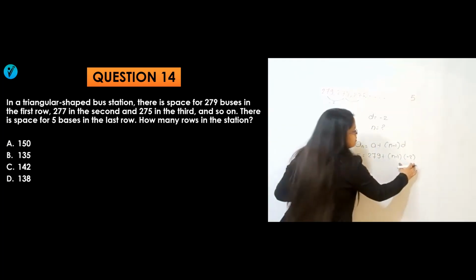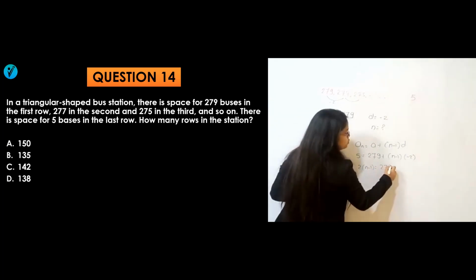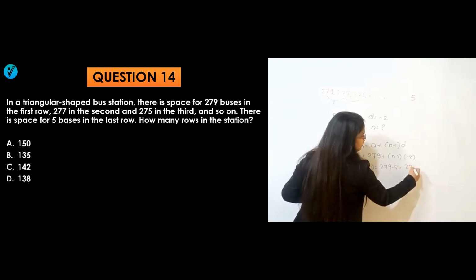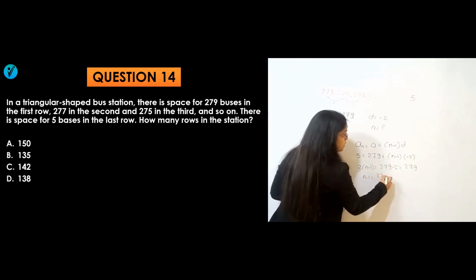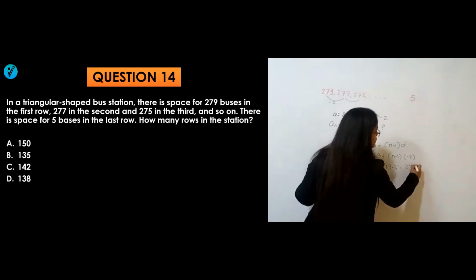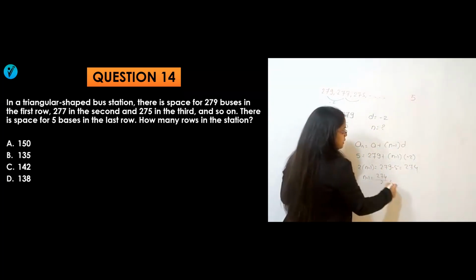So you can see here this minus 2, it will become twice of n minus 1, which is equal to 279 minus 5, which is 274. So n minus 1 will be equal to... sorry, this was a 274. 274 by 2, that means what will it be equal to?